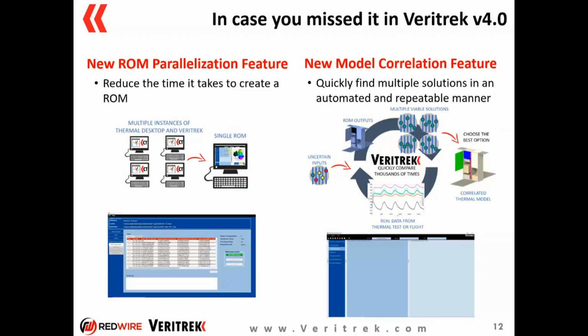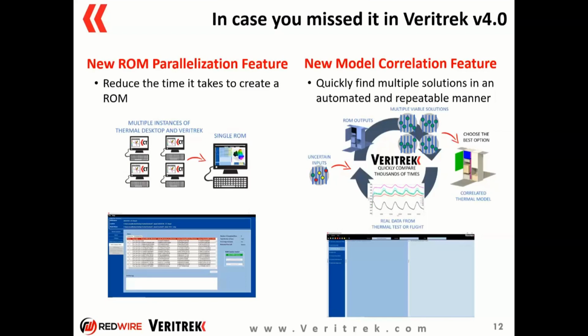One is on the ROM creation side, and that's a ROM parallelization feature. Hopefully from the discussion that we've had today, we certainly don't want to hide away from the fact that we recognize the biggest investment or ask from a user perspective to utilize Veritrek is the initial time investment that it takes to create a reduced order model. Since our reduced order model is generated with actual Thermal Desktop model runs, the larger your ROM is, or the longer it takes your Thermal Desktop model to complete one run, the longer it's going to take to build an accurate ROM that you can use.